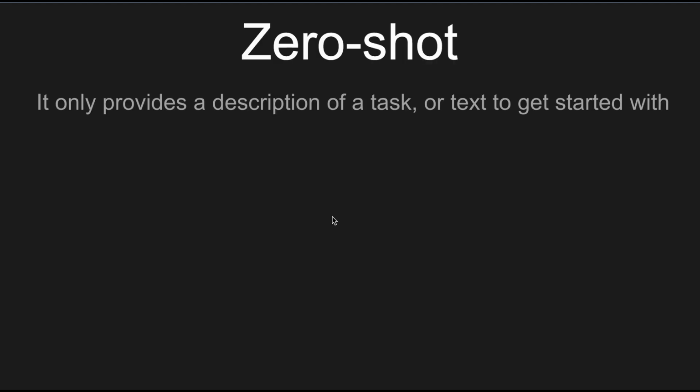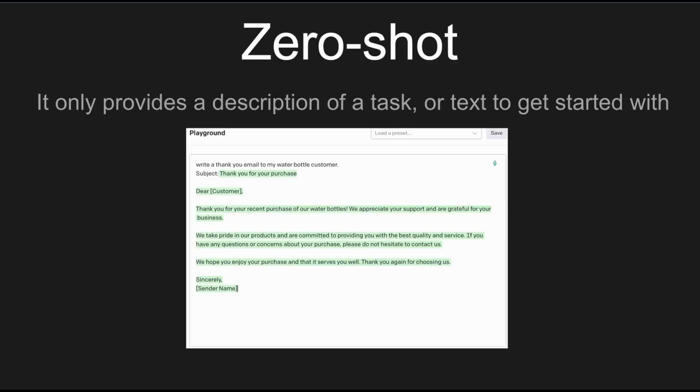And some people are very excited about it, because the way you describe the task should be made in a specific manner so that it can give you the best results. So we have three types of prompts. They call them zero shot, one shot, or a few shots. So the zero shot is basically it only provides a description of a task or a text to get started with. So here is an example. Write a thank you email to my water bottle customer. All right, so this is a zero shot task, which means it goes right away without giving an example or anything. You just tell it what to do.